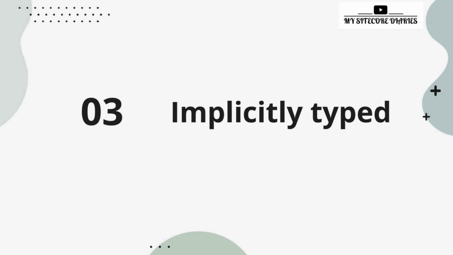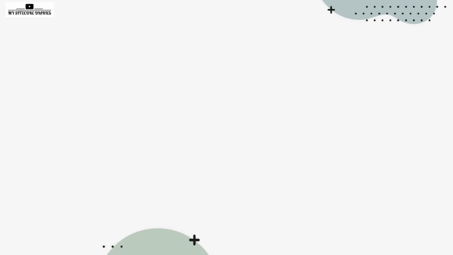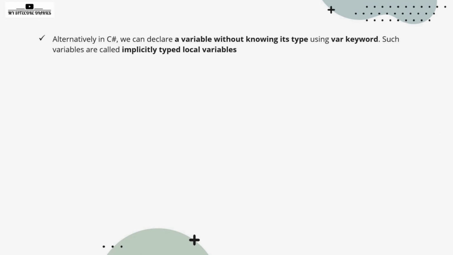Now we'll see implicitly typed variables. You have seen the built-in type variables. Alternatively, in C# we can declare a variable without knowing its type. You don't know whether it is an integer, a decimal, a float, or a string. In that case you can use the var keyword. Such variables are called implicitly typed local variables.